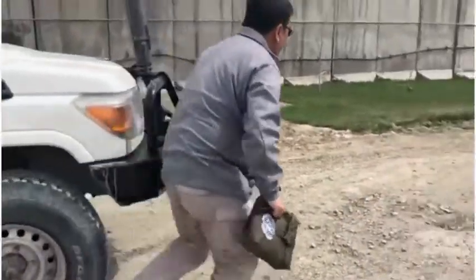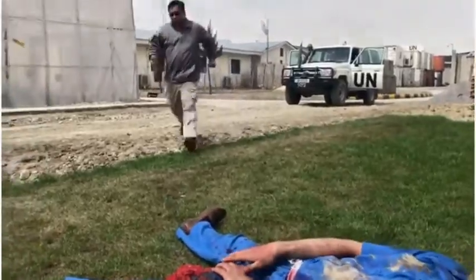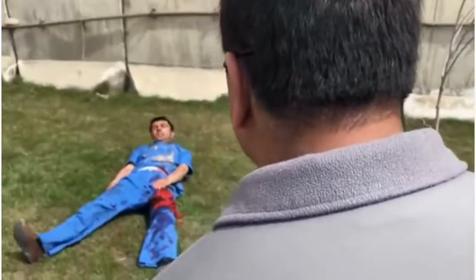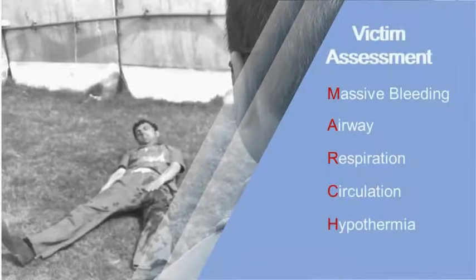After approaching the scene, the first aider should start assessing the victim. The acronym MARCH will help you to be systematic in providing first aid, with the most important actions being taken first. M is for massive bleeding, which is a life-threatening situation and must be taken care of immediately. A victim can die in 2 to 3 minutes if massive bleeding is not controlled.